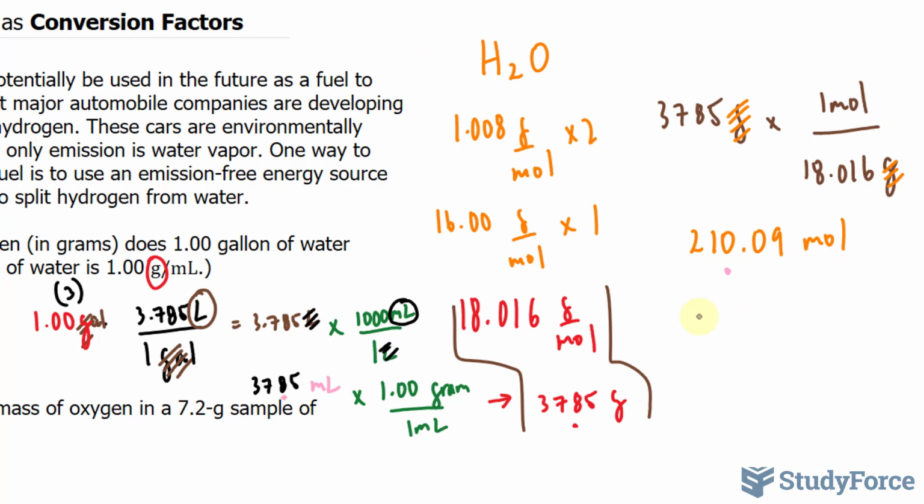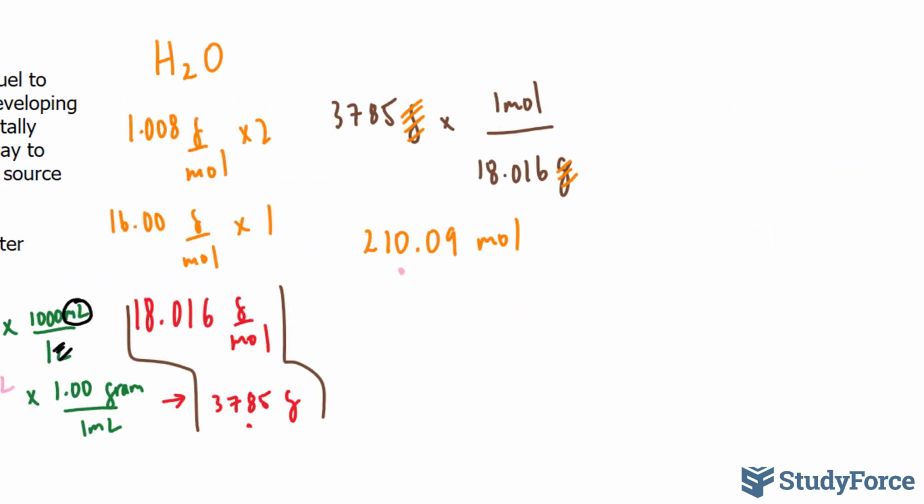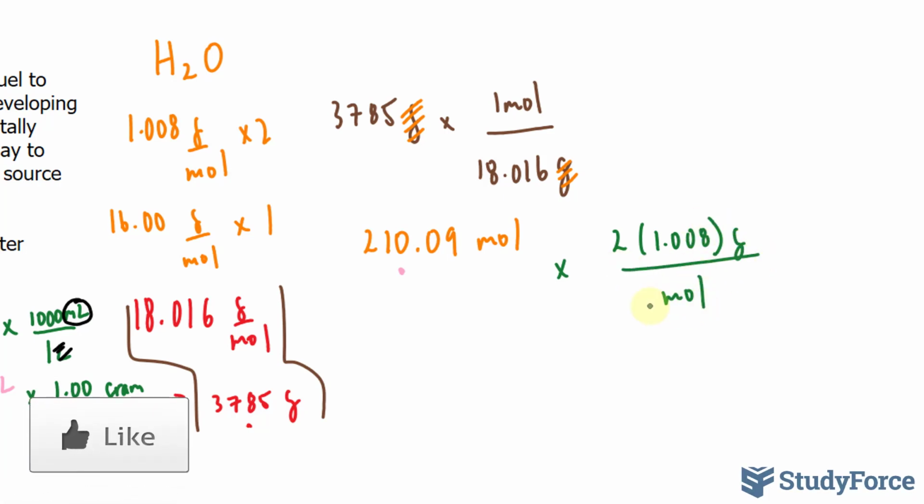That is the amount of moles of water, but we're looking for the amount of grams of hydrogen. So what we have to do is take this number next, of 210.09, and multiply it by the following, where I have 2 times 1.008 grams per mole. This was the molar mass of hydrogen, 2 times the molar mass. And this unit will cancel out with this unit.